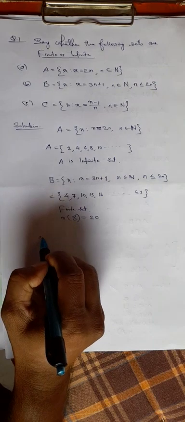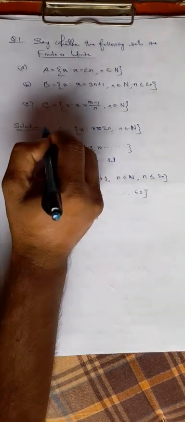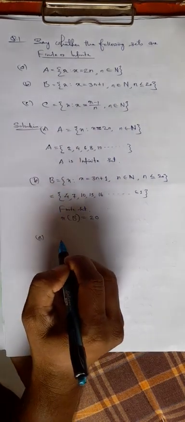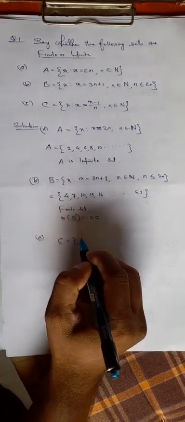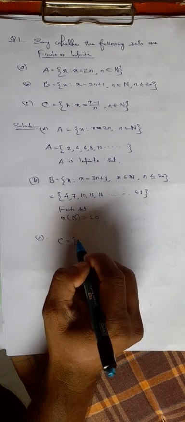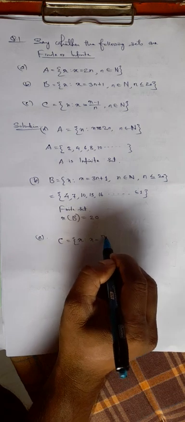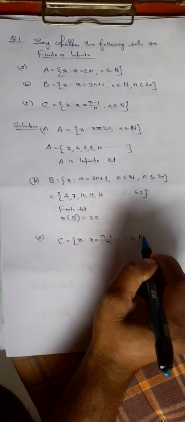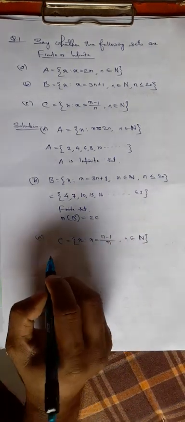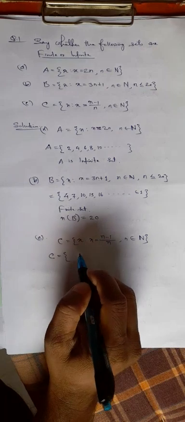Now example C. This is B, this is A. The set C is given in set builder form. It says {x such that x equals (n minus 1) divided by n, and n belongs to natural numbers}. Now let us try to write this set in tabular form or roster form.